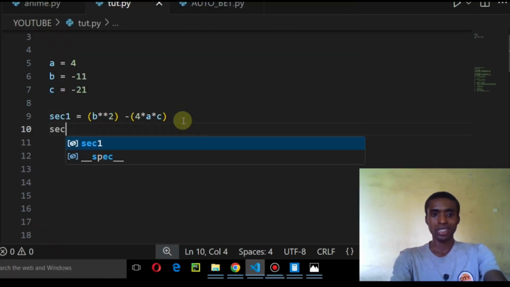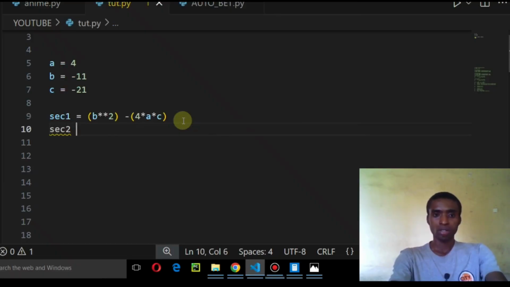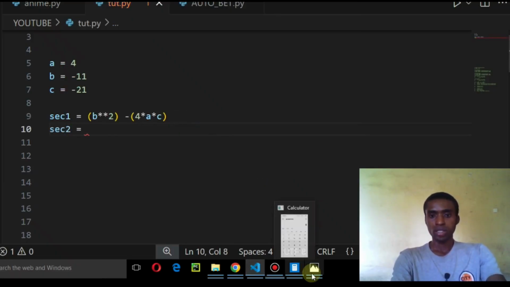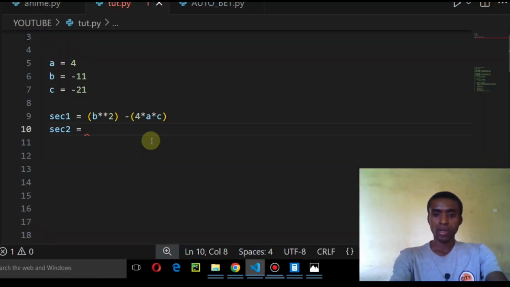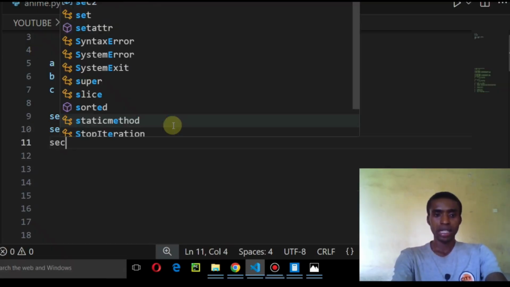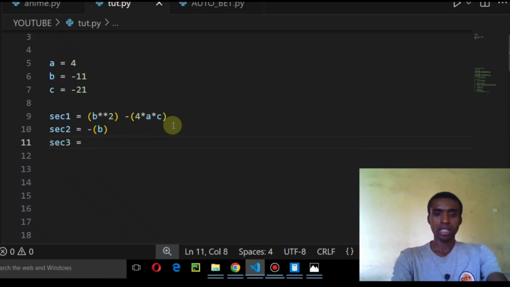Now we're going to do section 2, which is going to be for the minus b. So I'm just going to assume minus b, and when we assume minus b, you already know what is going to happen. Since this is minus, it's going to turn to plus. So let's go to sec 3, which we can assume to be 2 times a.